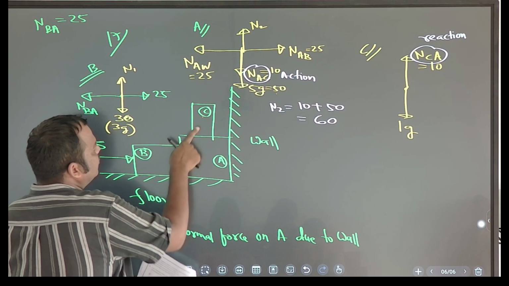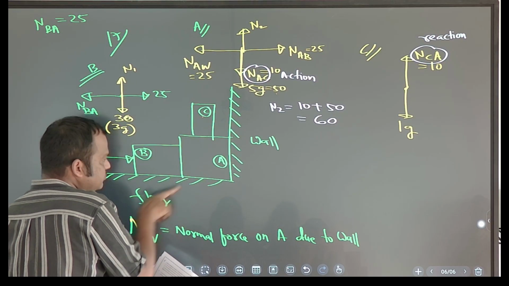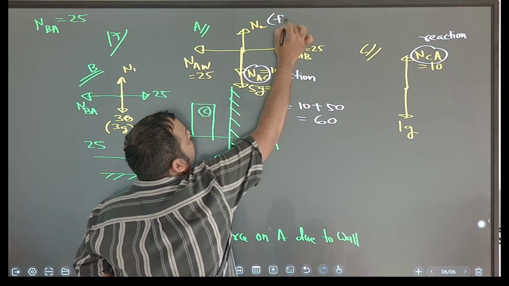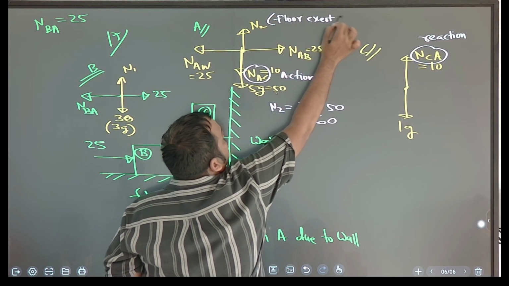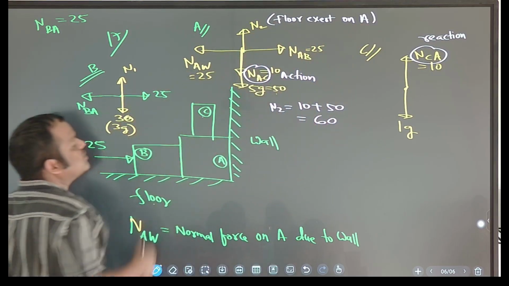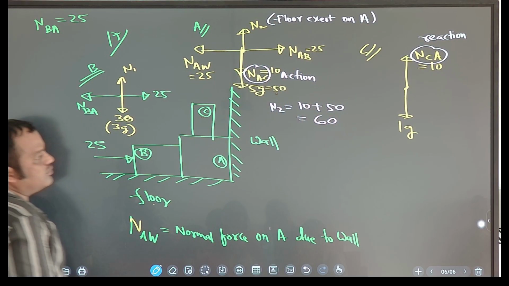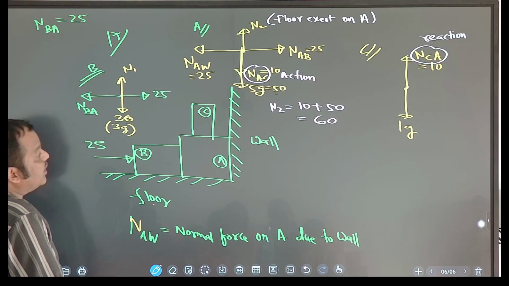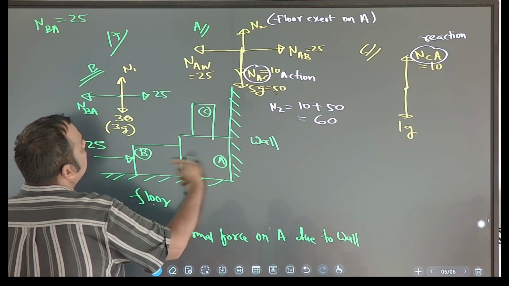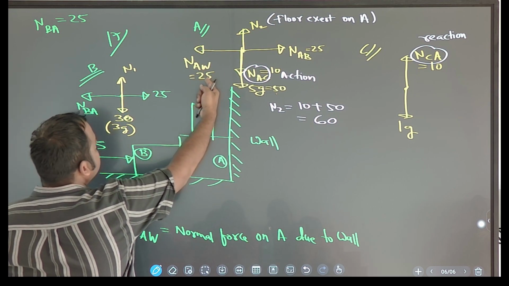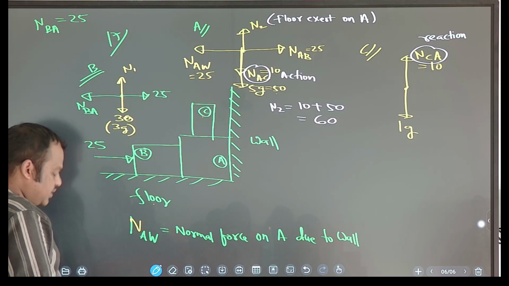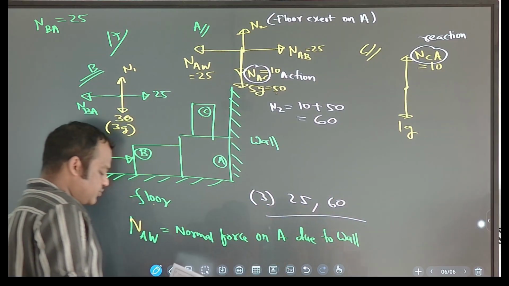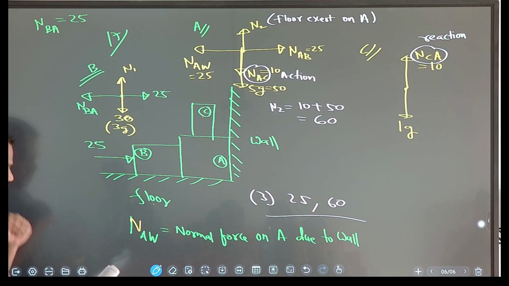So the force exerted by the floor on A is N2. The floor exerts a normal force on A. So what is the value? 60. And the wall exerts on the 5 kg, that is A. How much is the wall exerting? 25. Okay, third option. Understood? Okay, this is the option: 25 and 60. Okay, tell me, any other question?